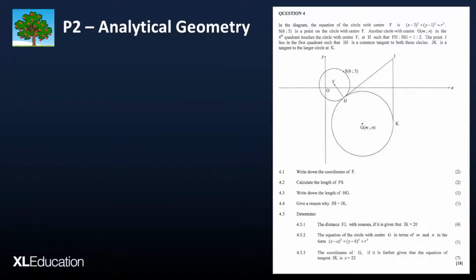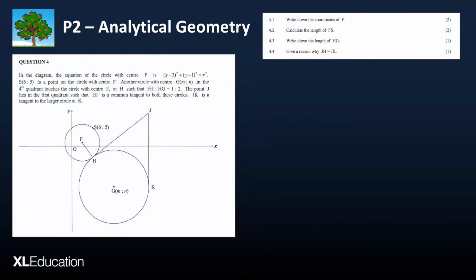The next question is question 4. Question 4, let's identify the lowest hanging fruit. So 4.1, write down, is low hanging fruit. 4.2, calculate, is another low hanging fruit. 4.3, 4.4, give a reason, is just another lowest hanging fruit. And 4.5.2 is another low hanging fruit. So let's see how we are going to grab those low hanging fruits.